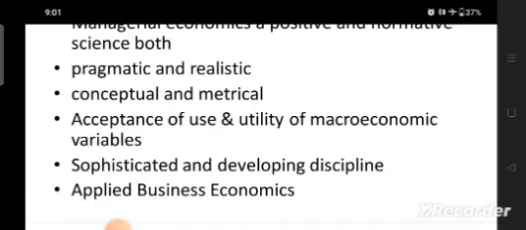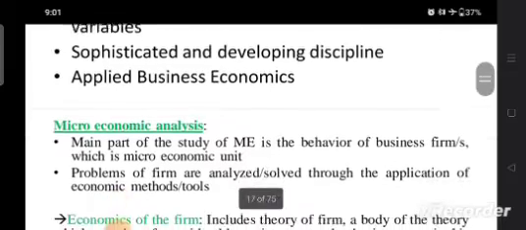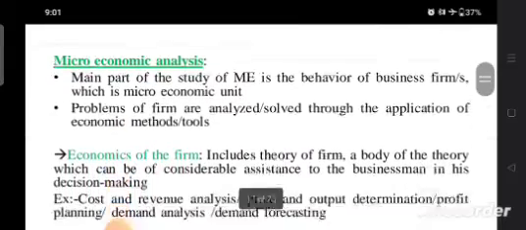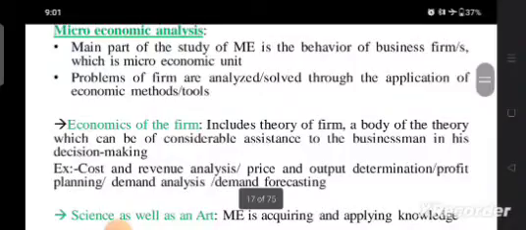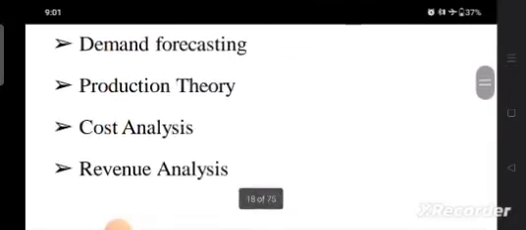And the last one is that it is applied business economics. That means managerial economics is an application of economics into business practices and decision making process. Therefore it is applied business economics. Hope you understood the nature of managerial economics. So these are the explanations which have been given in these slides, applied business economics and all.